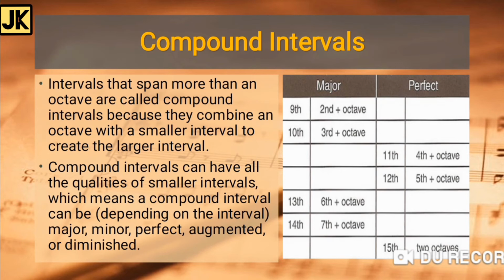Compound intervals can have all the qualities of smaller intervals. They can be major, minor, perfect, augmented or diminished. Here, the 9th, 10th, 13th and 14th intervals are either major or minor, whereas the 11th, 12th and 15th intervals are perfect intervals.